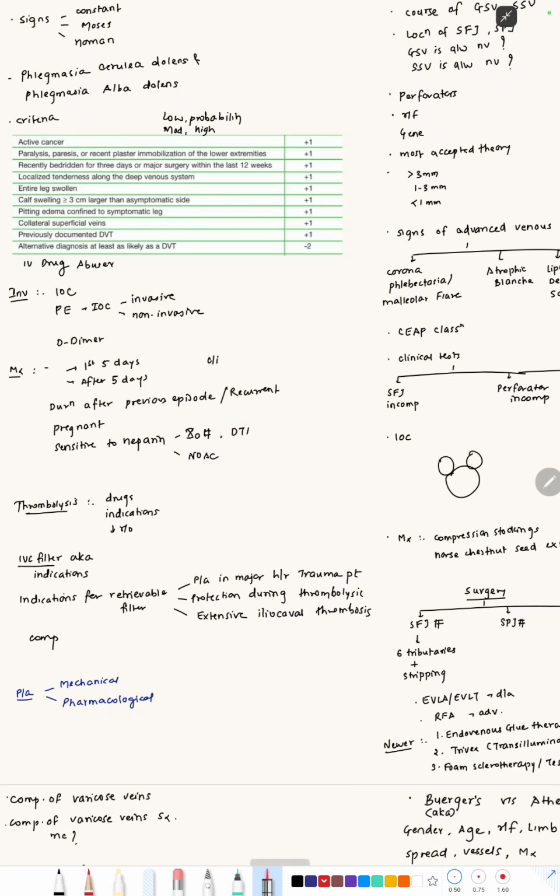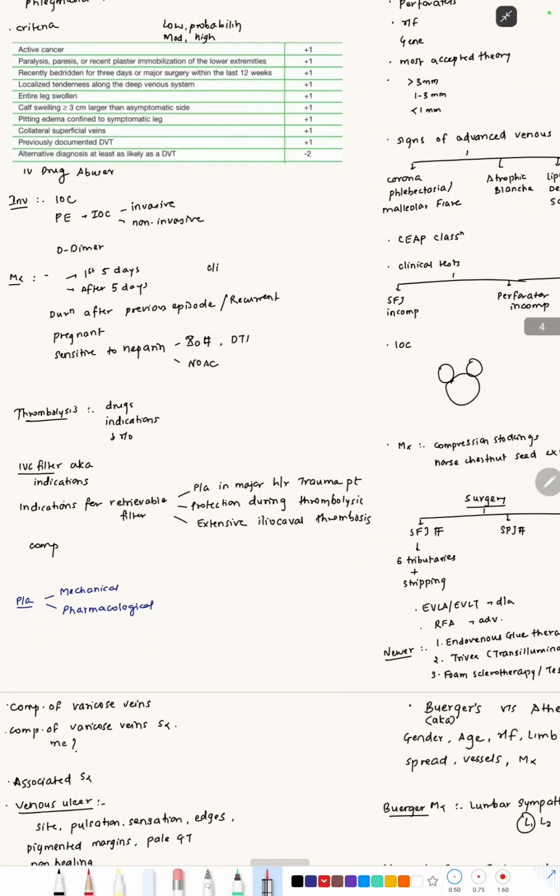Now if the patient presents early within 4 to 6 hours, and if it's a case of recurrent, proximal DVT, then you have to go for thrombolysis. The drugs for thrombolysis are streptokinase and urokinase, and it decreases the risk of post-thrombotic limb. Now IVC filter. IVC filter is also known as the Greenfield filter. The indications for a retrievable IVC filter are as a prophylactic in major high-risk trauma patients. Now when we are doing thrombolysis, there can be small bits that can go into the IVC. So when we are doing thrombolysis, it is used as a protection. It is also used in extensive ileofemoral thrombosis, and if there are any complications of anticoagulation, then a retrievable IVC filter is used.